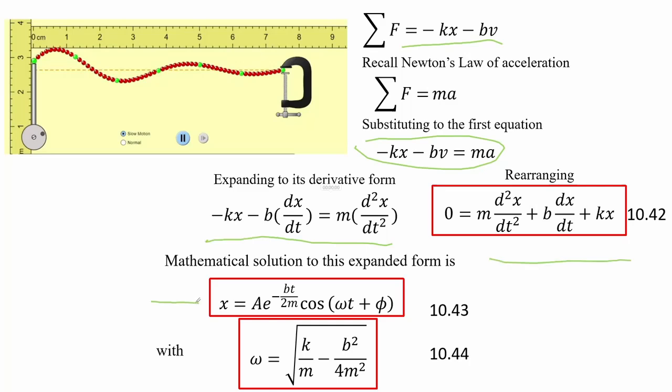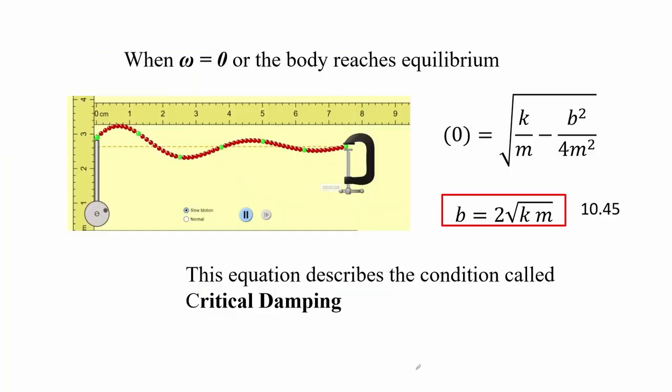The solution for equation 10.42 is an exponential function, which is typical for systems that have a sine function appearance. We also have the angular frequency of this type of system with damping, shown in equation 10.44. When the angular frequency is 0, the body reaches equilibrium, and we get that the constant b is equal to 2 times the square root of the spring constant times the mass, shown in equation 10.45. When this occurs, we call this critical damping.